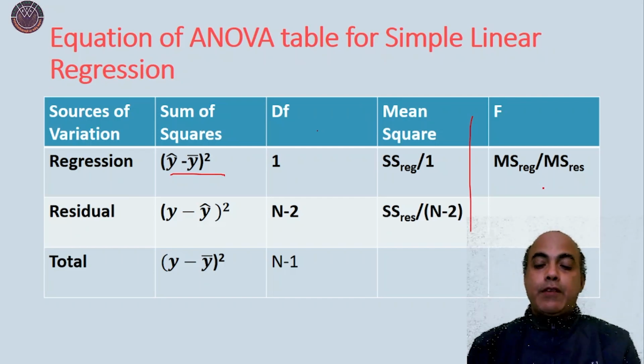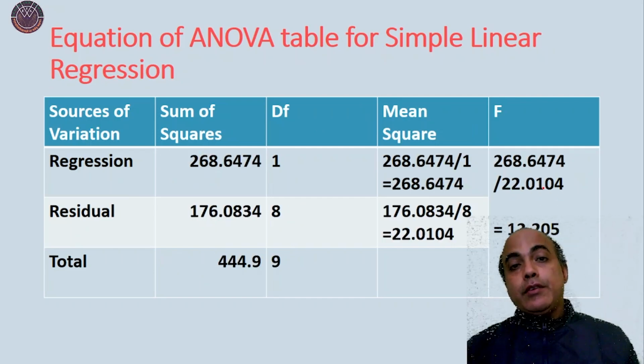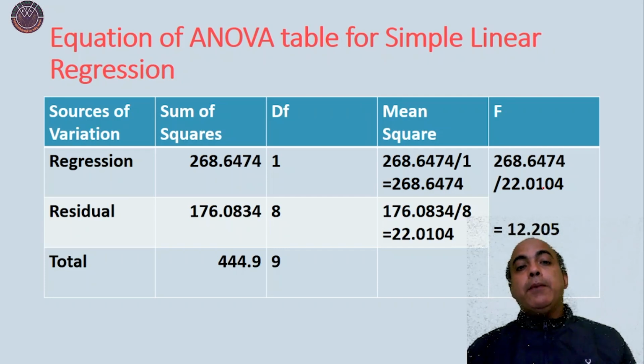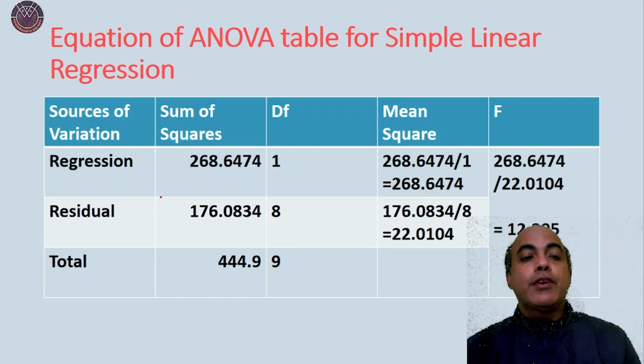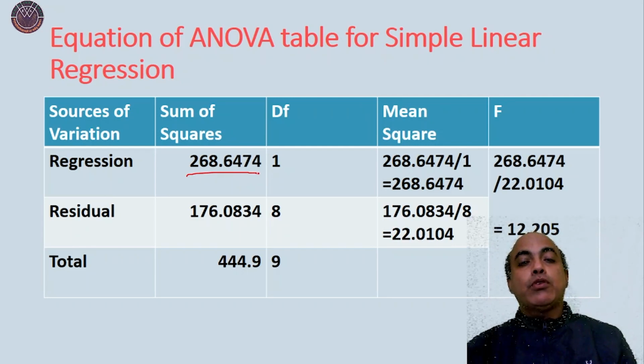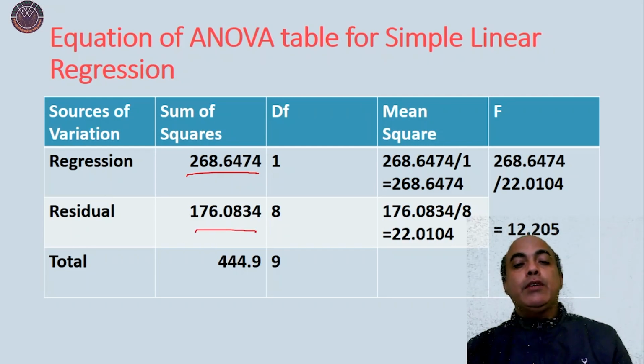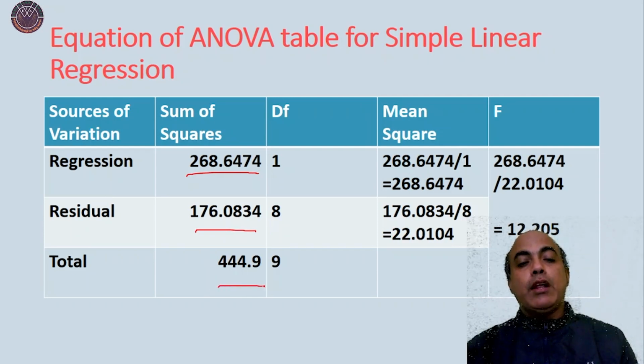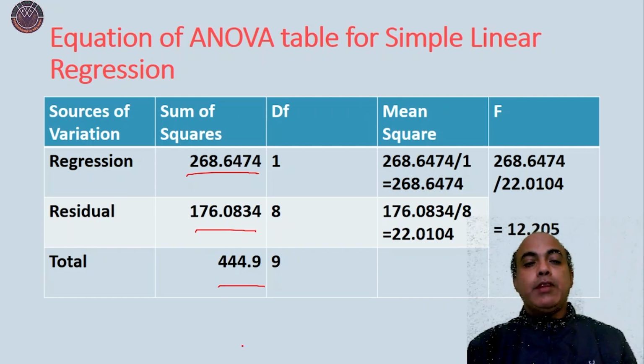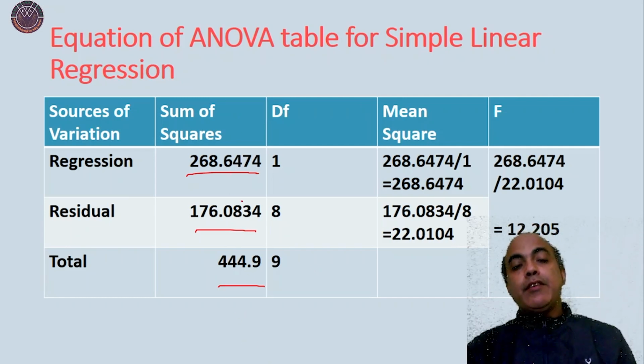So let us see our question. Let us take our example to understand that. We have the regression sum of squares as 268.6474. The residual value was 176.0834, and then we have the total also, 444.9. You can add these and check, it will come to the same value.